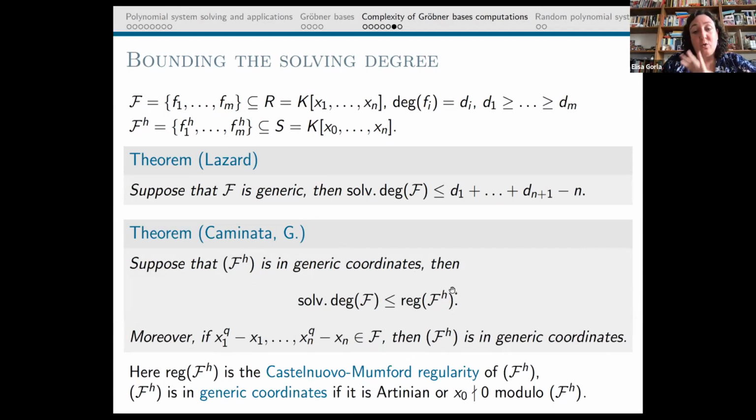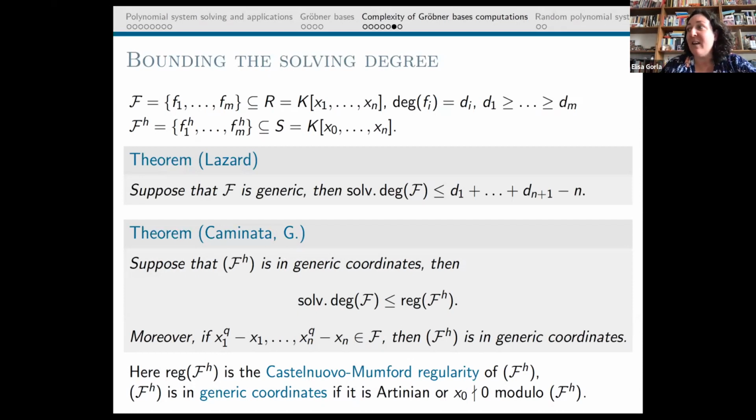And I am not going to define the Castelnuovo-Mumford regularity. I will just say that this is an invariant studied in commutative algebra, so there is a lot of literature about it. Once you frame the problem in this way, you can use commutative algebra to attack this problem of complexity. What you have to do is estimate this Castelnuovo-Mumford regularity.